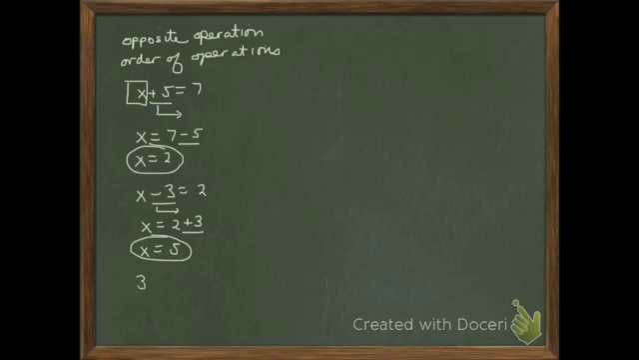If I have 3x equals 15, right here, I'm multiplying. 3x means the same as 3 times x. What's the opposite of multiply? Divide. So on the other side, I would divide by 3 rather than multiplying by 3. And x equals 5.